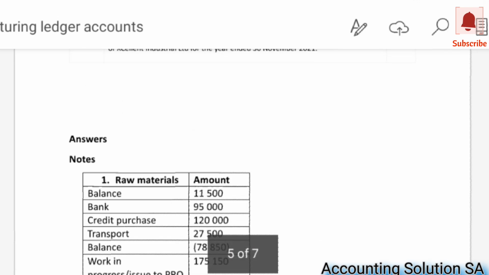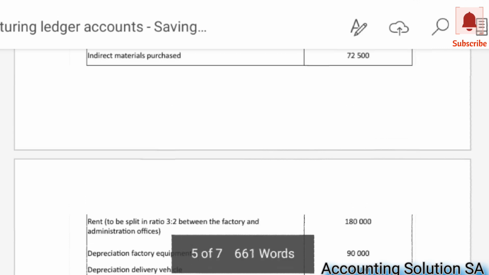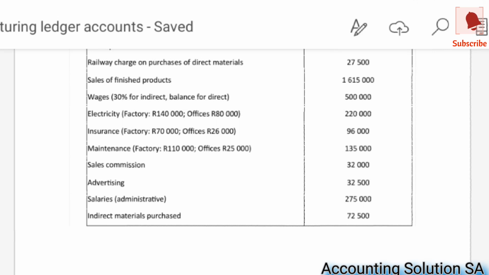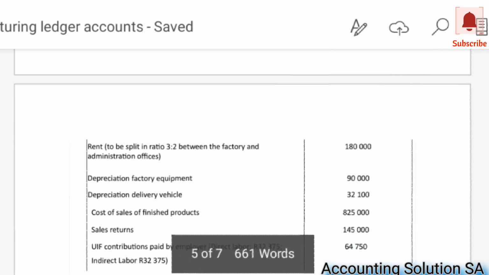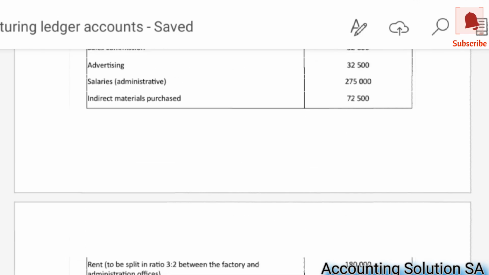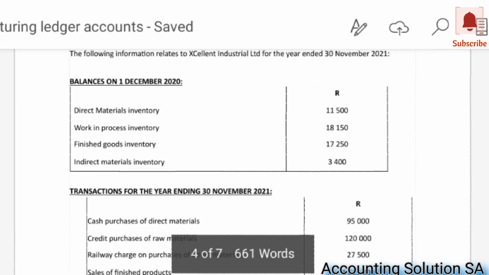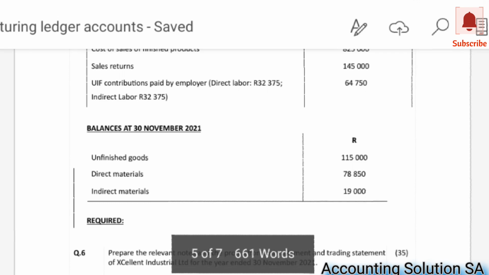Now let's proceed. Let's check the other one. Let me scroll up. Sales commission, no. Advertising, no. Salaries, because it's administrative, is a no. Indirect material purchase, yes. It's 72,500, but we also have to check if we have any transport costs that have been paid on this material. No, we don't have, which means indirect material 72,500. But do we have an opening balance? Indirect material, yes, which means that we have to adjust them. Do we have closing? Yes.